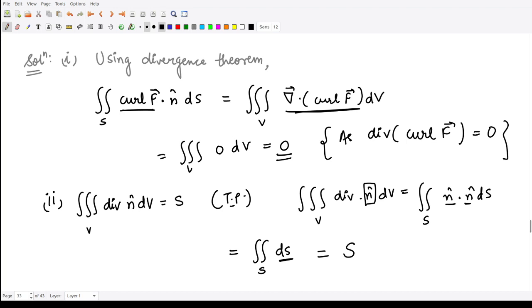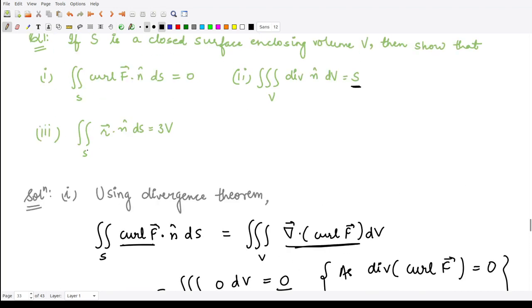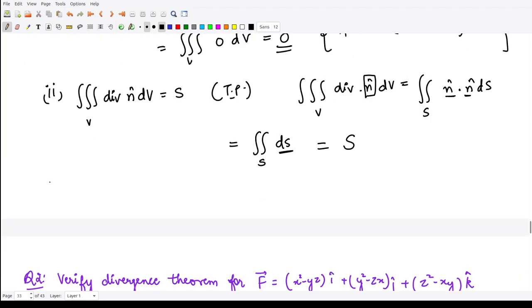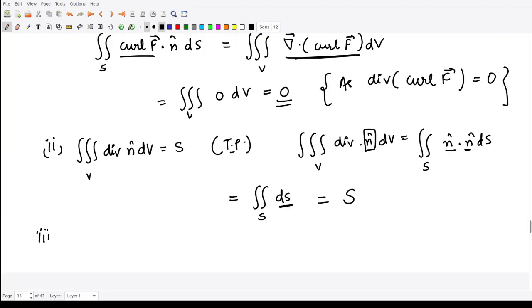And for the third part, they are asking to calculate this double integral and show that it is equal to 3V. So let's proceed with the left hand side using the Gauss divergence theorem. Our left hand side is equal to the double integral over S of vector r dot n cap ds. According to the Gauss divergence theorem, this quantity is equivalent to the triple integral over the volume V of the divergence of vector r dv, since vector f here is this vector r.